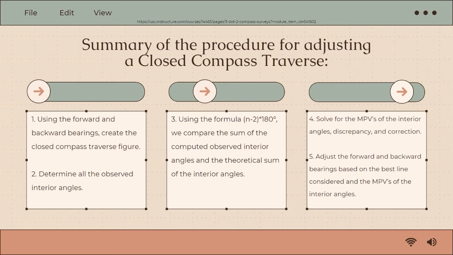Here we have the summary of the procedure for adjusting a closed compass traverse. We will use some of the formulas discussed earlier in the presentation. First, using the forward and backward bearings, create the closed compass traverse figure. Then we determine all the observed interior angles. Next, using the formula (n-2) times 180 degrees, we compare the sum of the computed observed interior angles and the theoretical sum of the interior angles. Fourth, we solve for the MPVs of the interior angles, discrepancy, and correction. Fifth step, we adjust the forward and backward bearings based on the best line considered and the MPVs of the interior angles.